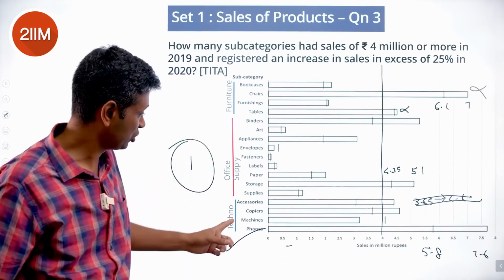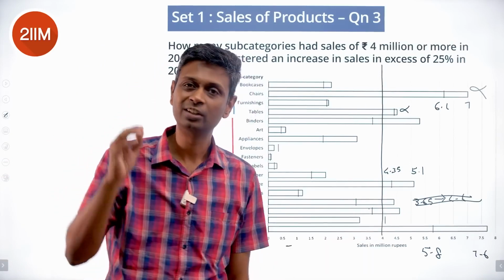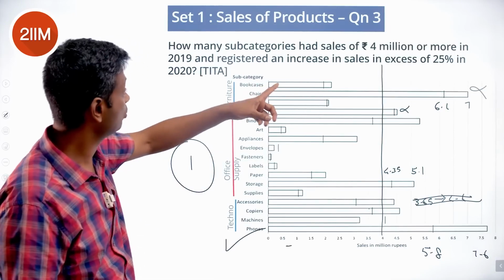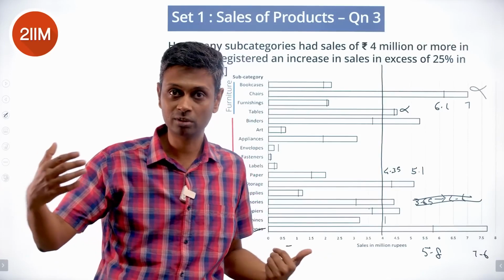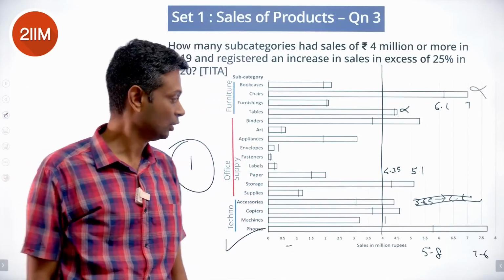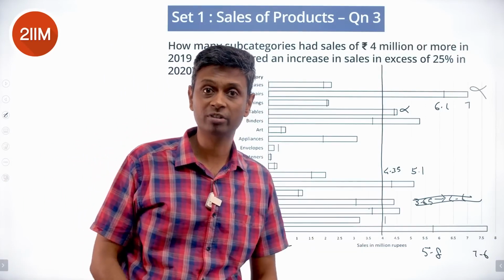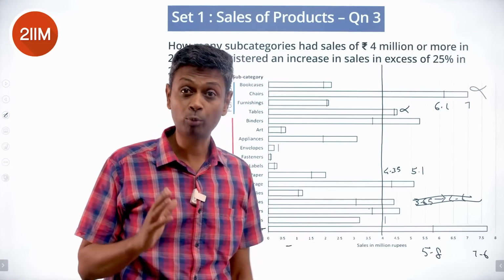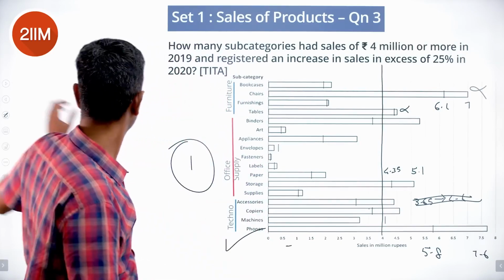I made a mistake and I was thinking about copiers, looking at the 4 million mark for 2020. The 4 million number is for 2019. 4 million or more in 2019. The vertical line should be out beyond this. The bar should be much higher. The only number that qualifies is phones. 5.8 to 7.6 is a more than 25% increase. 5.8 to 7.6, the 1.8 increase. 1.8 by 5.8 is more than 1/4.